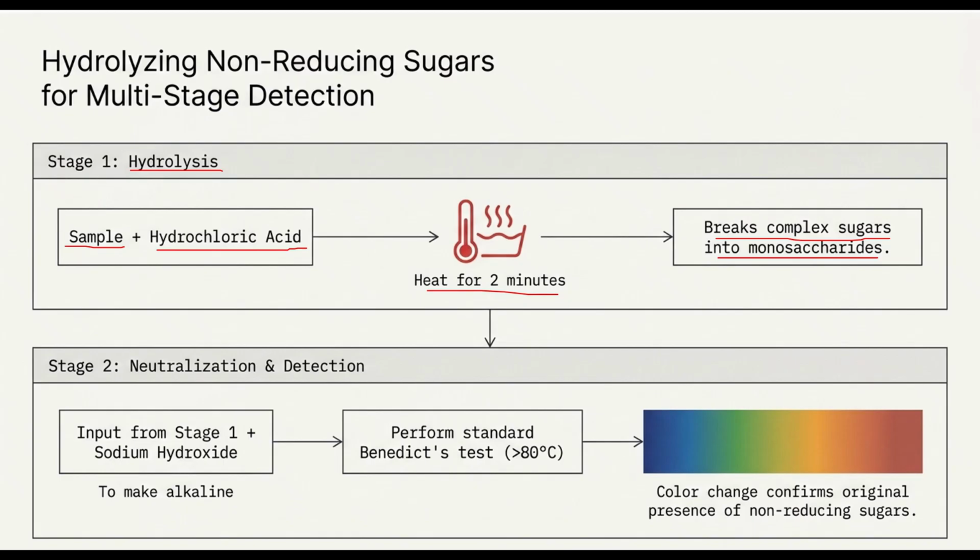Then what do we have to do? Then sodium hydroxide is added to neutralize the acid. Okay. So the second stage will be neutralization and detection, right? So from the input, we have monosaccharides here. So we will add sodium hydroxide into the mixture to make it alkaline, right? After that, a standard Benedict test is performed. Then we can confirm the color change. So a color change confirms that non-reducing sugars were originally present. Okay. So color changes confirm the original presence of non-reducing sugars.